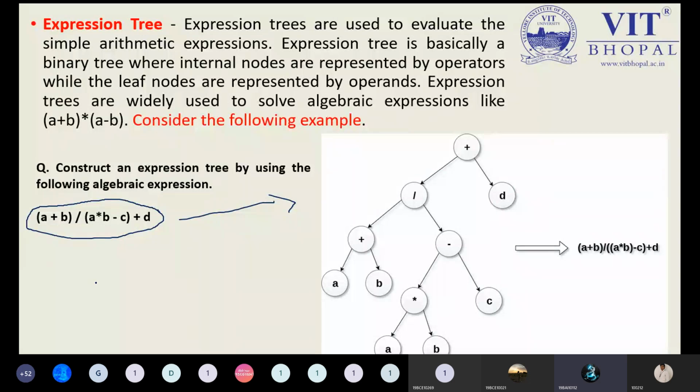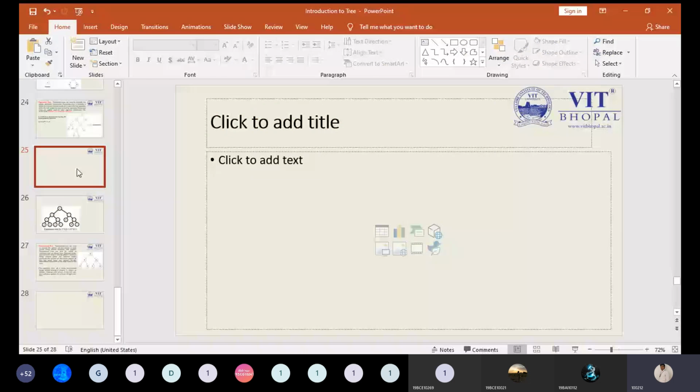After finishing the operation, that is the A plus B part, we again have an operator, that is the division. For that division operator, sir, we create the plus and minus ones as the subtrees of the division operator, and we will solve the A into B minus C bracket part in the second subtree of the division. Okay, good. You are absolutely right. So I'm solving this question for the other students as well, so they can understand properly.